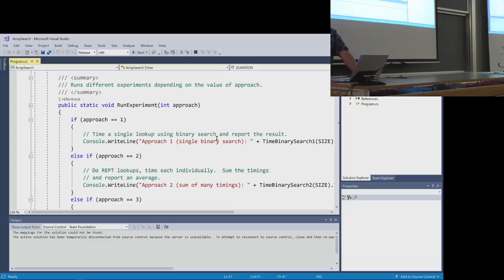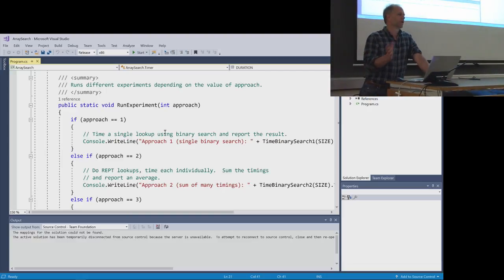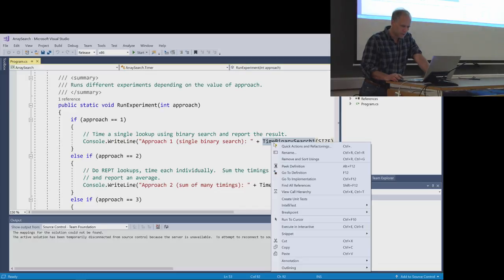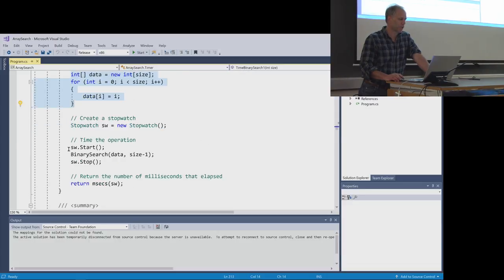So the first approach times a single lookup using binary search. So it just times a single operation and shows that. It doesn't warm up the computer, doesn't do anything. It just times an operation and reports it. So let's look at what timing binary search looks like. Okay, so we construct a sorted array. I didn't pick them at random. That really doesn't matter. I just sort the numbers from 0 up to the size. I create a stopwatch. I start it. I do the binary search operation. I stop it, and then I report the answer. Okay, that's about as crude a measurement as you can make. So let me run it, and let's see.